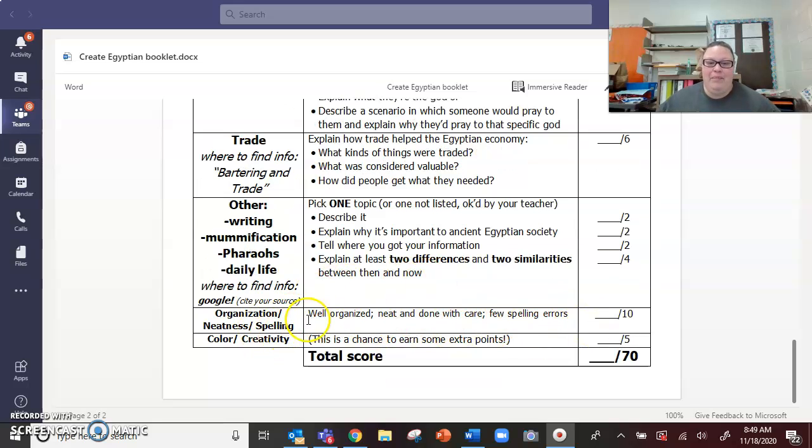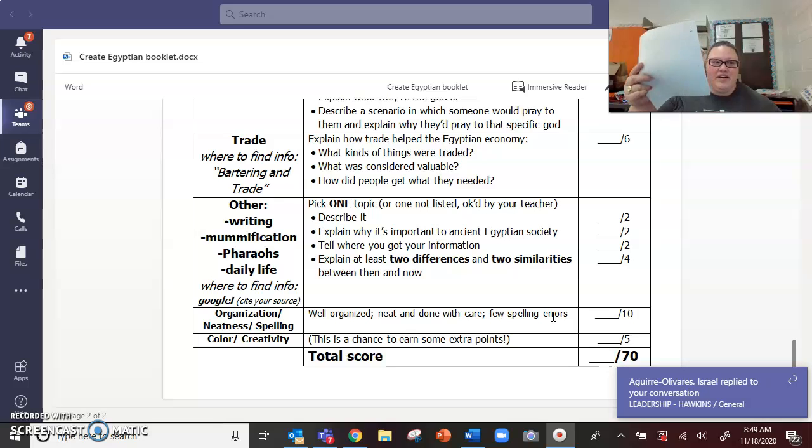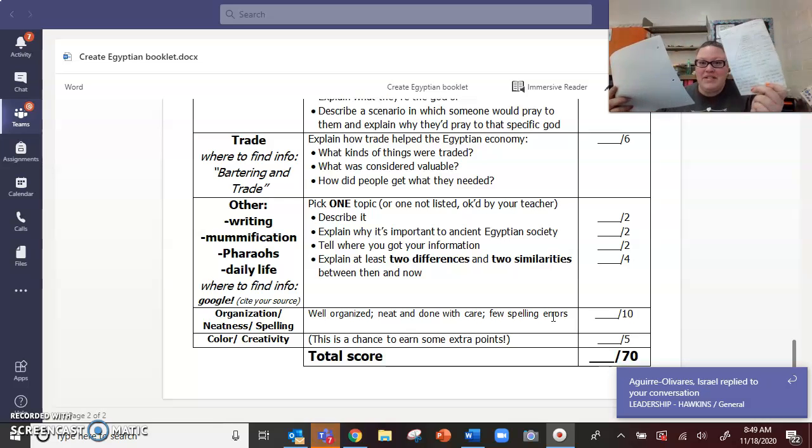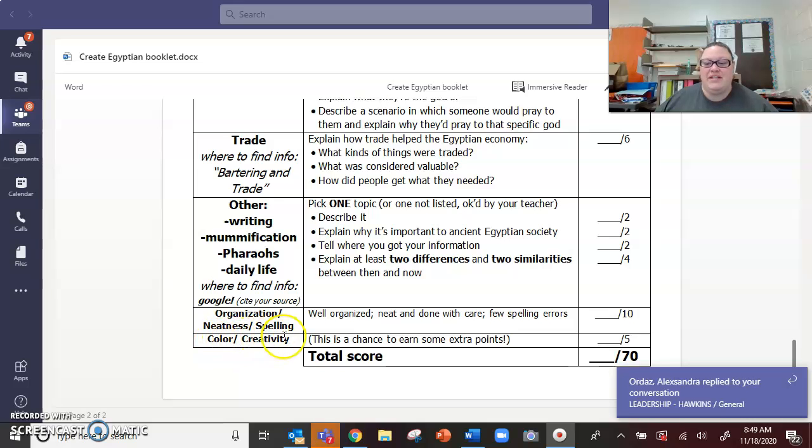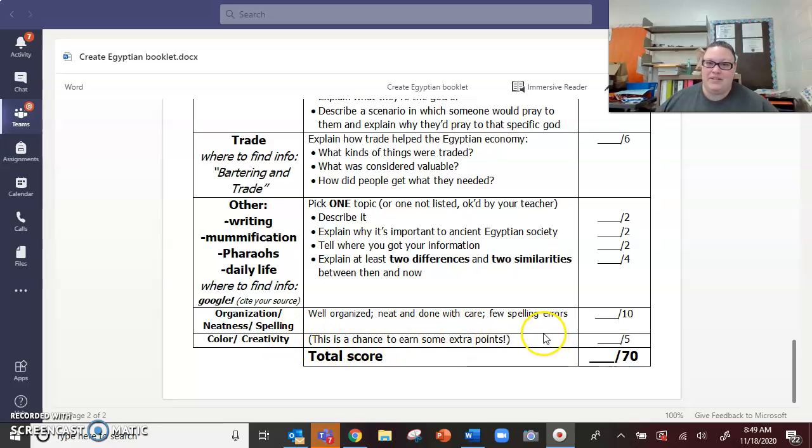And then 10 points is given to organization, neatness, and spelling. That, my friends, is where your sloppy copy comes in handy. So you make all your mistakes here, and you show no mistakes here. And then an extra 5 points, now this is extra, you do not have to do this, is for color and creativity. If you are super colorful and super creative, then you can earn an extra 5 points.